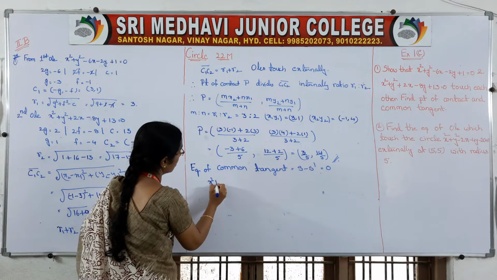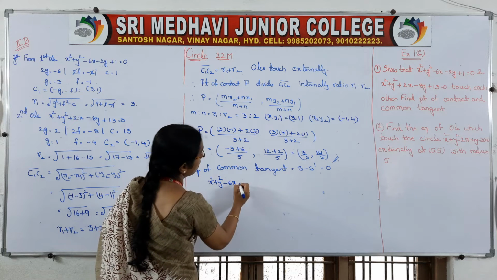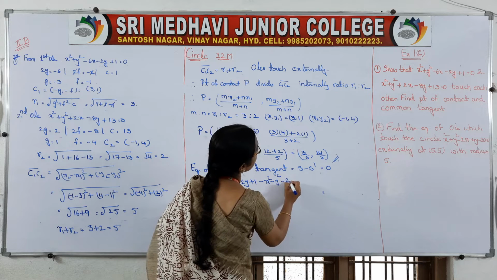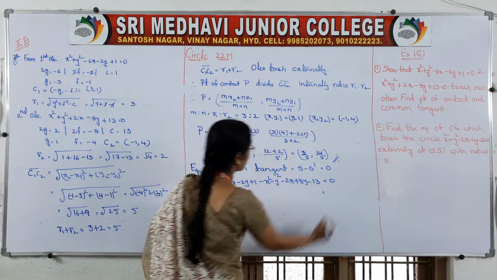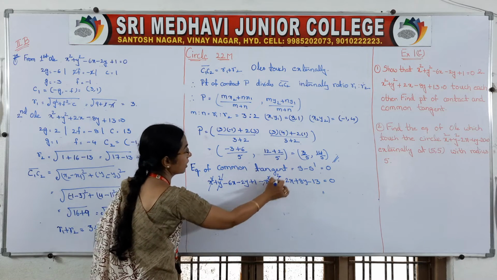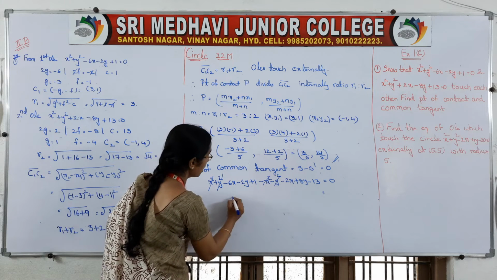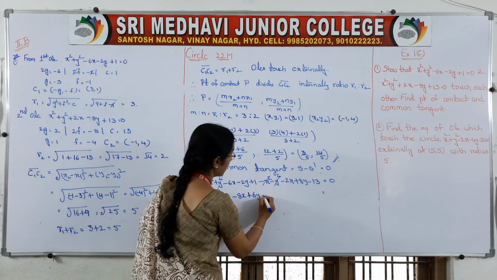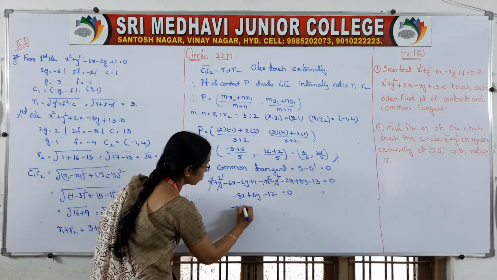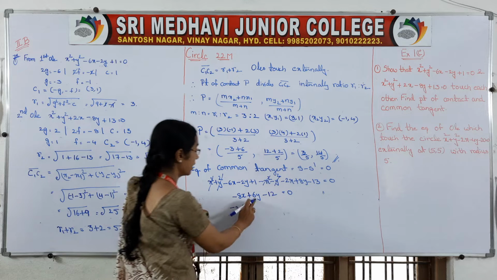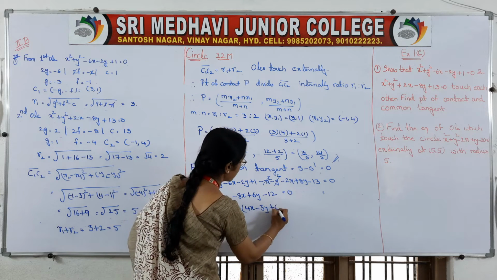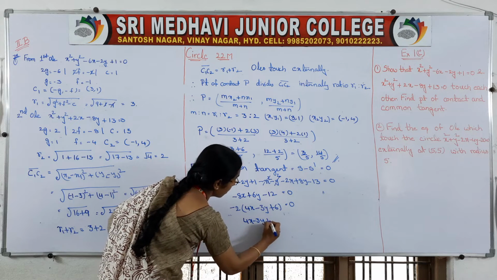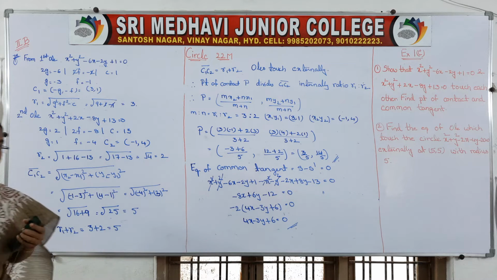So what is that? x square plus y square minus 6x minus 2y plus 1, minus of all the values, minus x square minus y square minus 2x plus 8y minus 13 is equal to 0. So x square minus x square, y square minus y square cancels. Write x terms together: minus 8x. y terms together: minus 2y minus 8y, that is minus 10y... 1 minus 13 is minus 12, equal to 0. We can take minus 2 common, so 4x plus 3y plus 6 is equal to 0. Sending this minus 2 to that side, 0 by anything is 0. So 4x plus 3y plus 6 is equal to 0 is the equation of the common tangent.